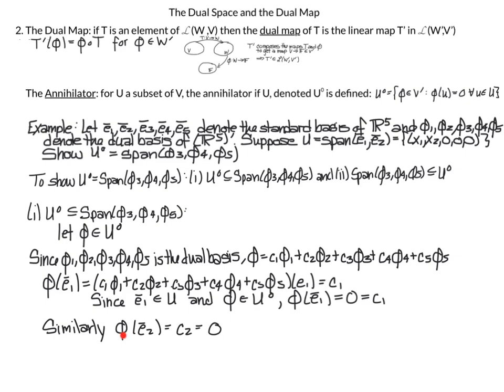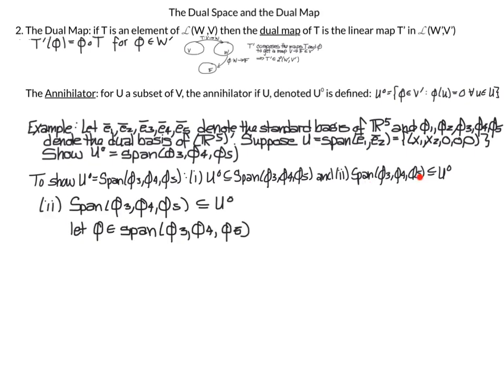Similarly, we can show that phi of e2 is equal to c2, which will be equal to 0, which means that our phi, now with c1 and c2 equal to 0, is in the span of phi3, phi4, and phi5. So we have that written here, and this is the containment we wanted to show. To prove the second part for our equality, we need to show that the span of phi3, phi4, phi5 is a subset of the annihilator of U.